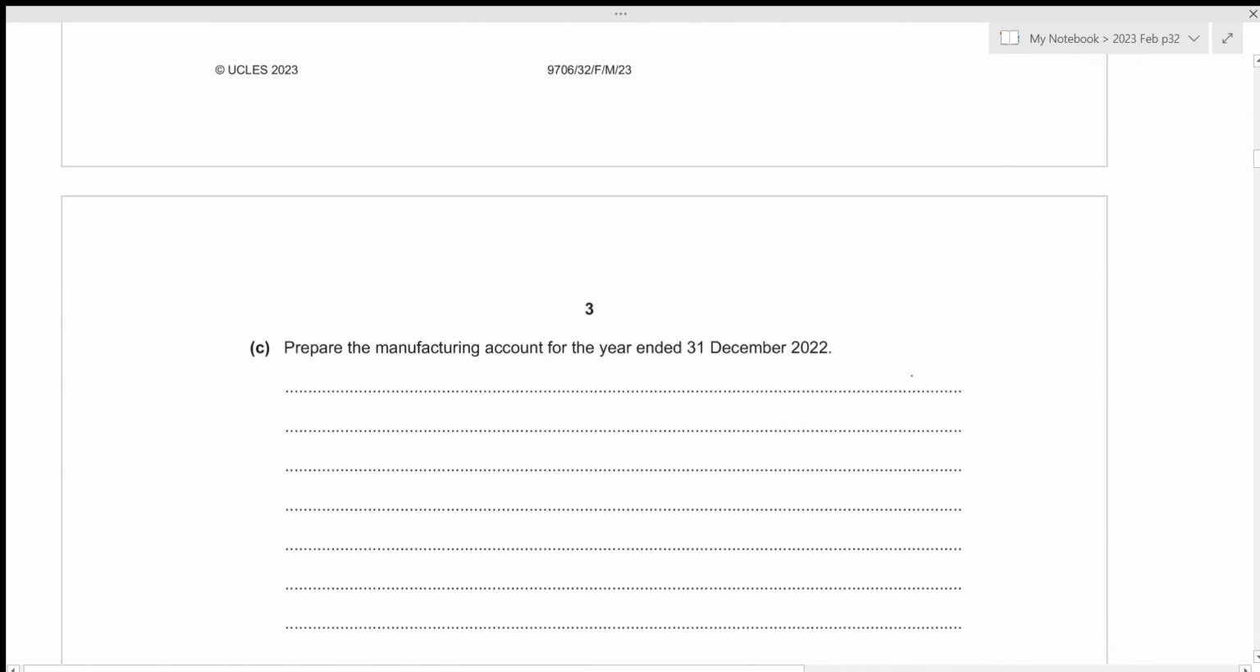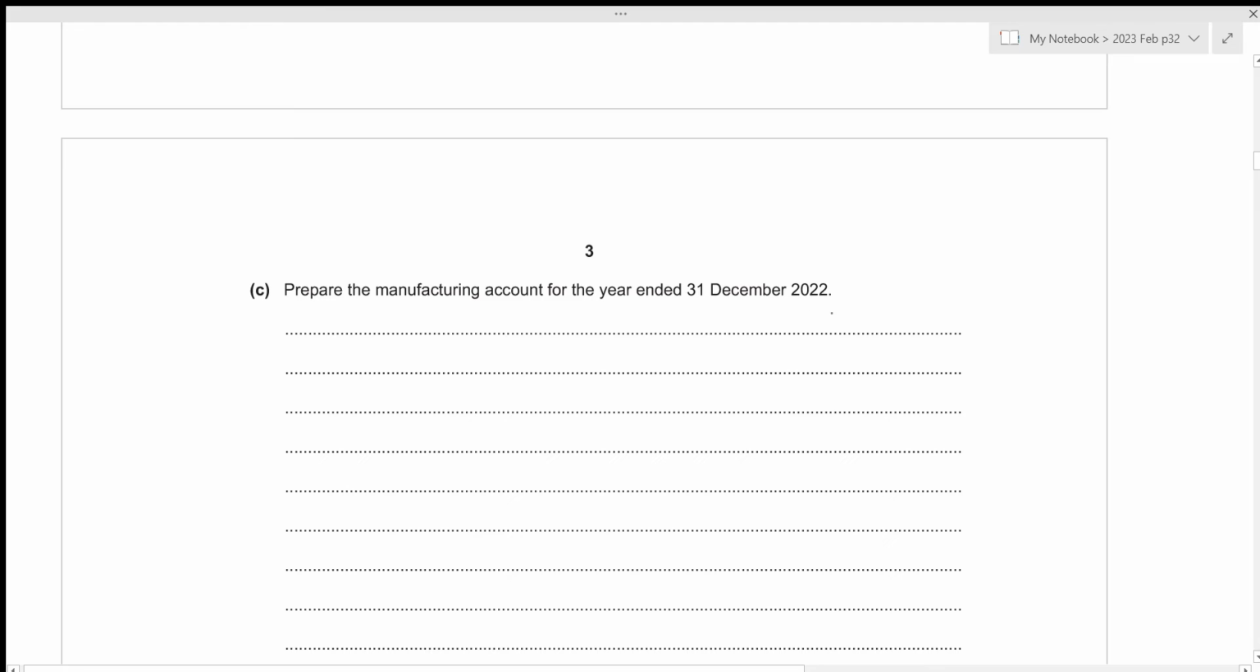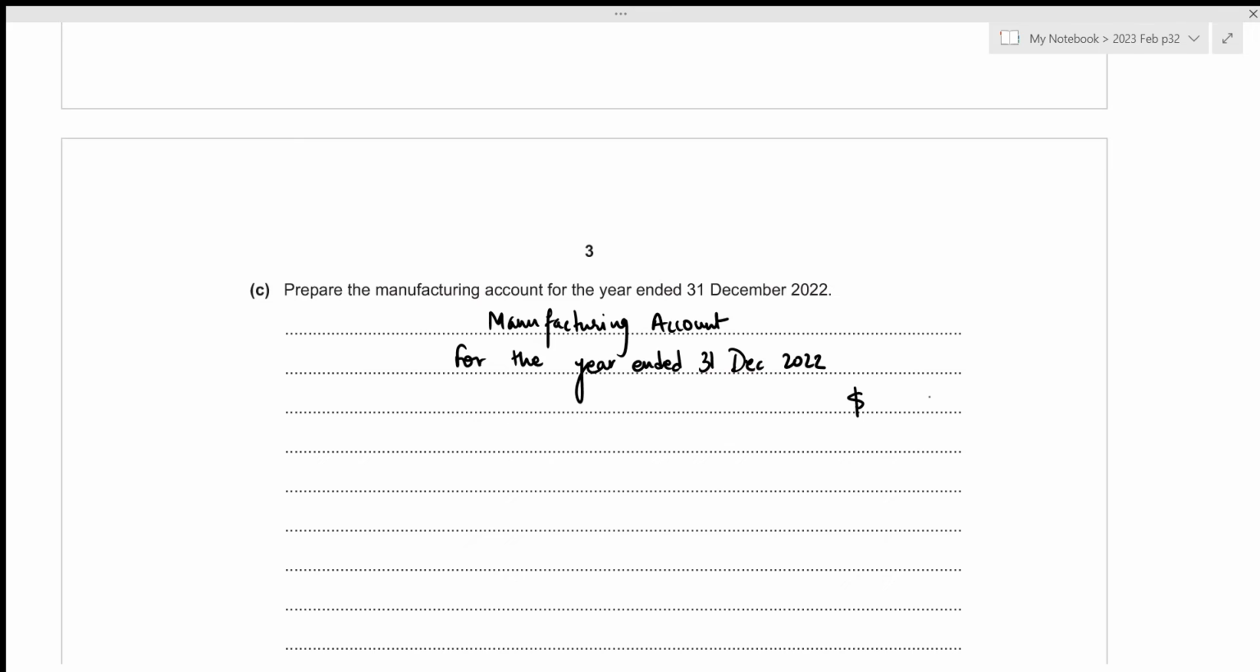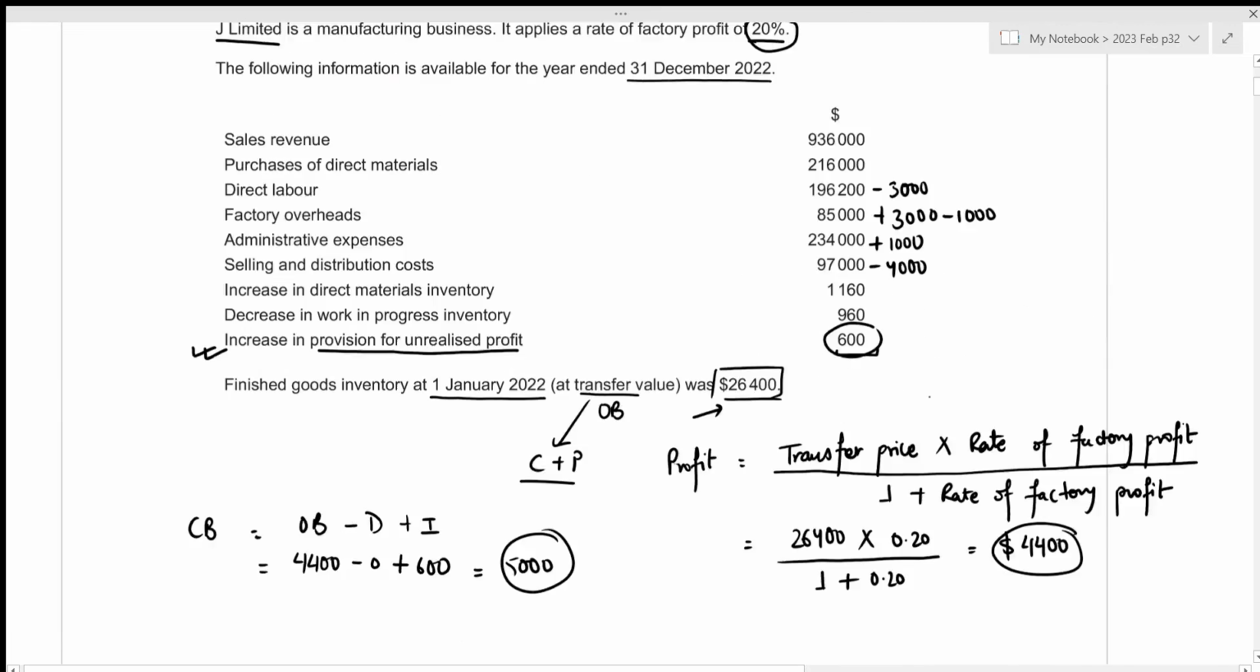All right. Now we just need to prepare our manufacturing account for the year ended 31st December 2022. Let's write it down. So this is the manufacturing account, and it's for the year ended 31st December 2022. All right, and we can classify our manufacturing account into two different sections. So the first one will be our prime cost section, which will only include all of our direct expenses. So let's have a look above.